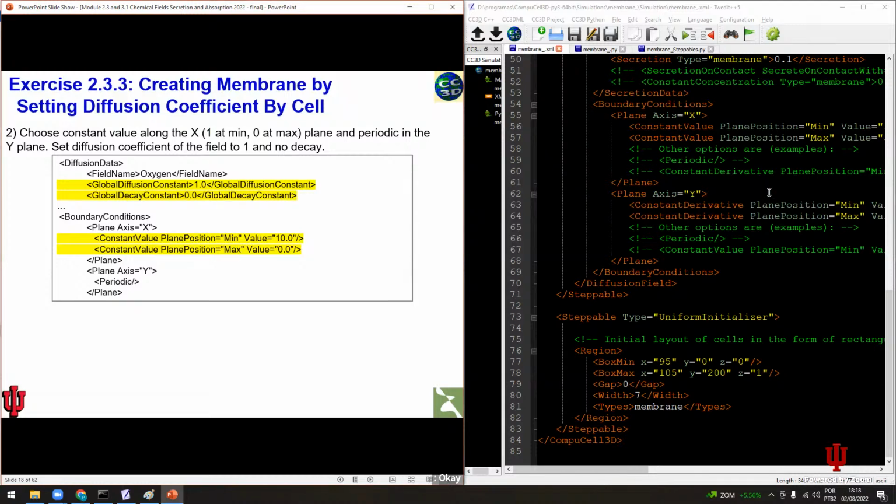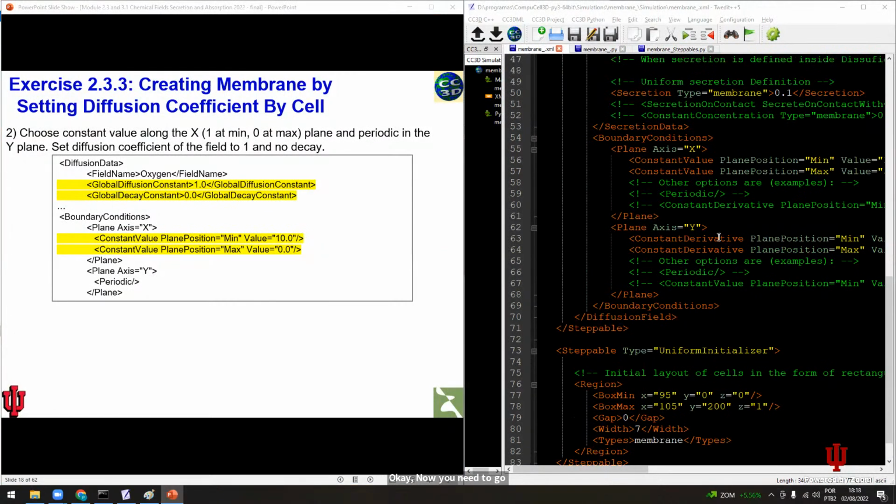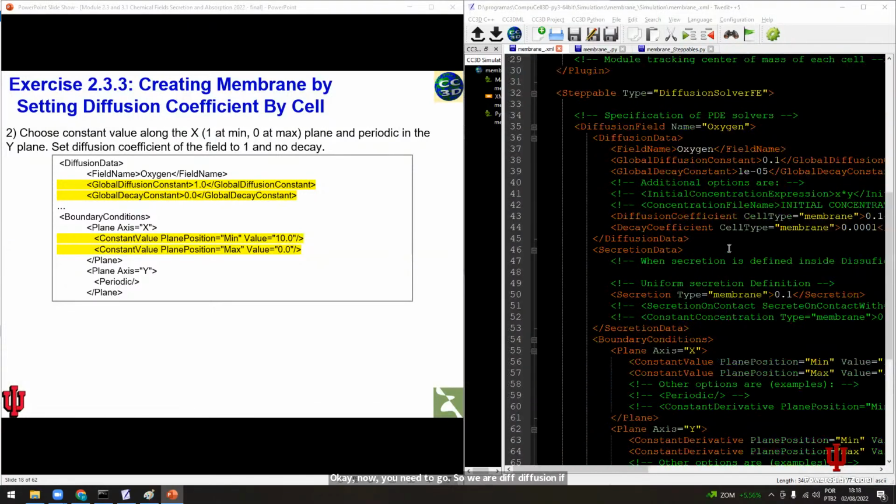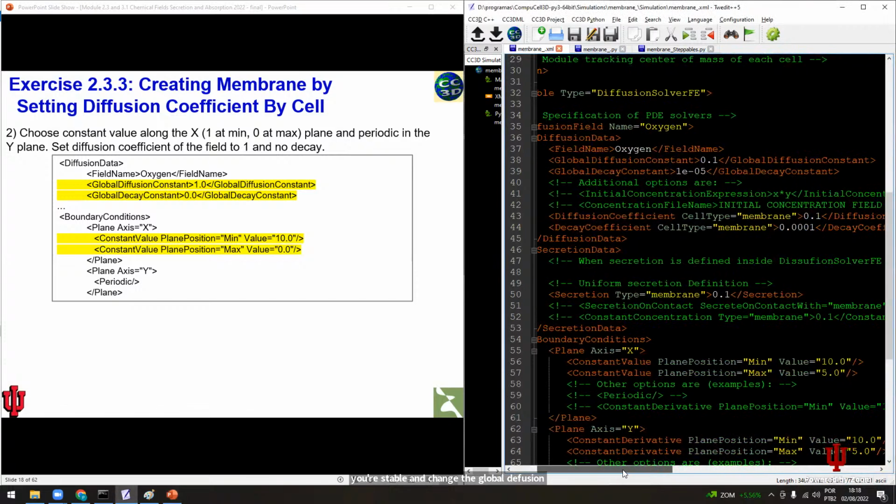Okay, now you need to go to your diffusion solver steppables and change the global diffusion constant to 1, line 38, and change your global decay constant to 0. So I will put 0.0110 because James advised that problem in the module menu.